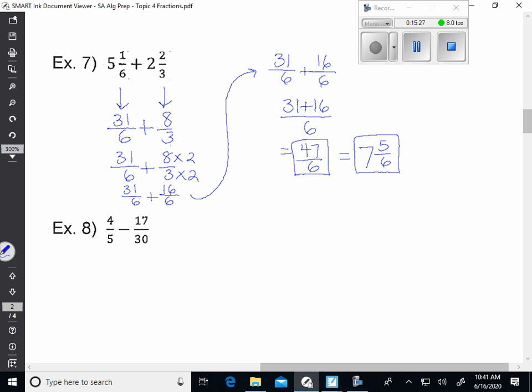So again, remember, if the denominator is not the same, you are responsible to make it the same. Do not just go and think that you can just add and subtract all willy-nilly. Can't do that.